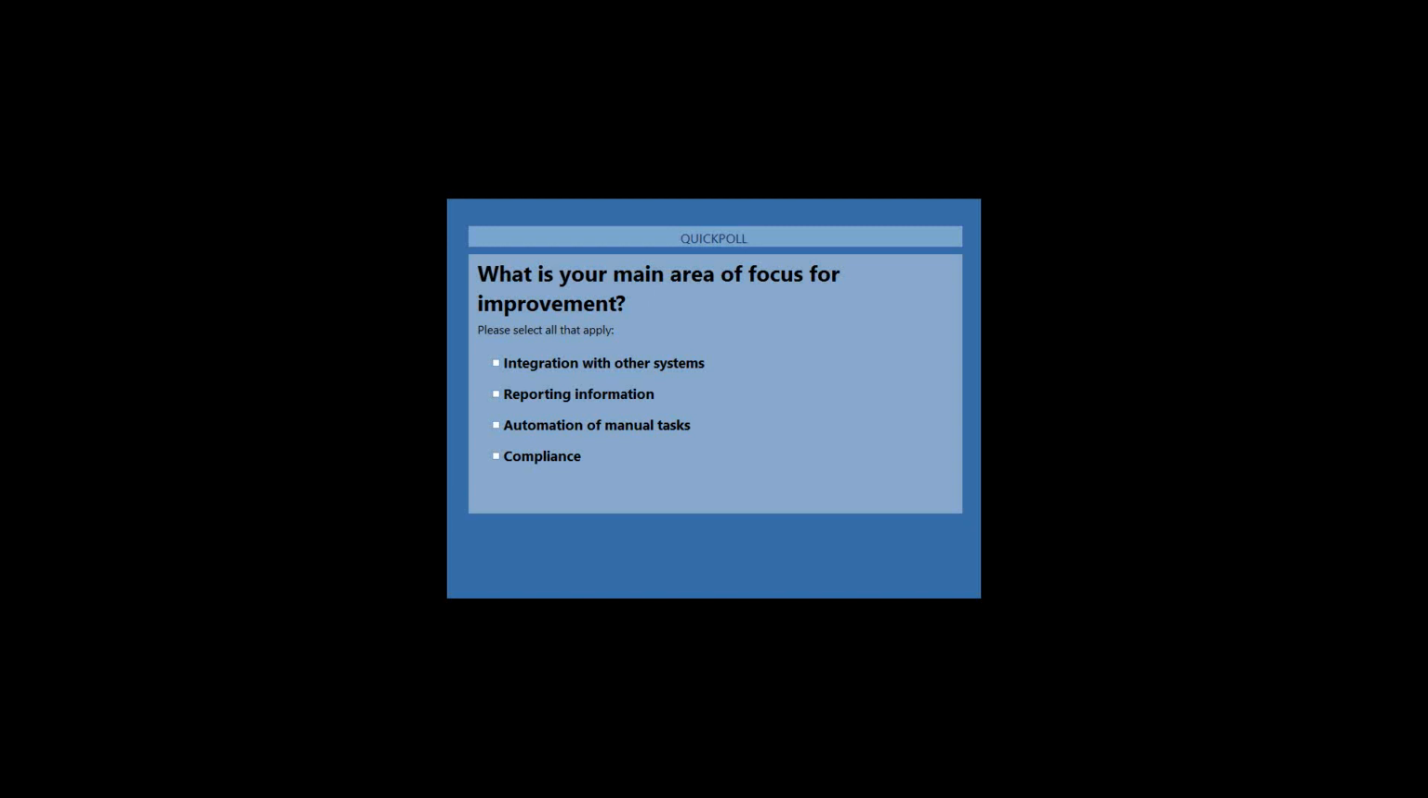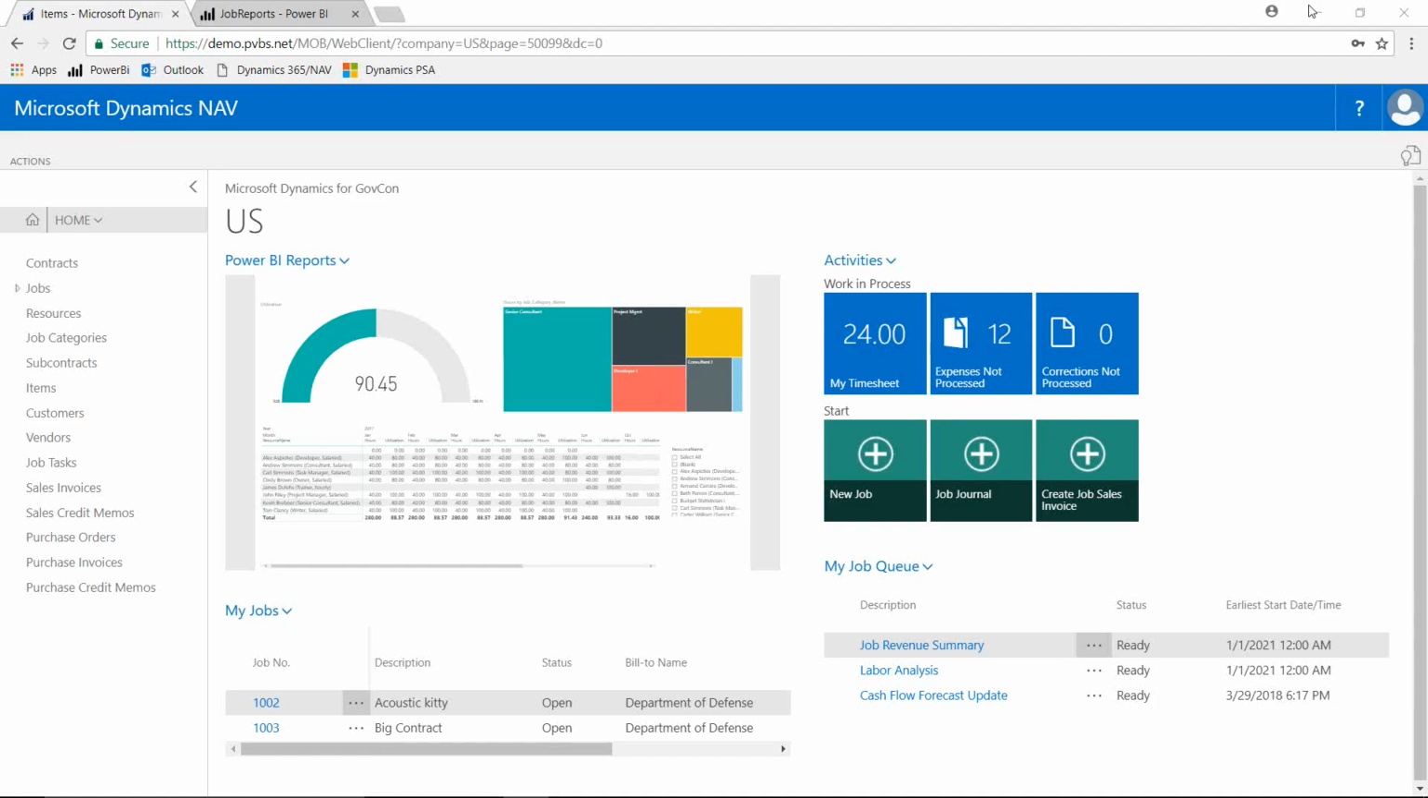Let's go ahead and close it out. It looks like reporting and automation of manual tasks are big things. So let's talk about some of those as we go through this, where I see companies that are having to do things manually, maybe because of limitations or missing capabilities.